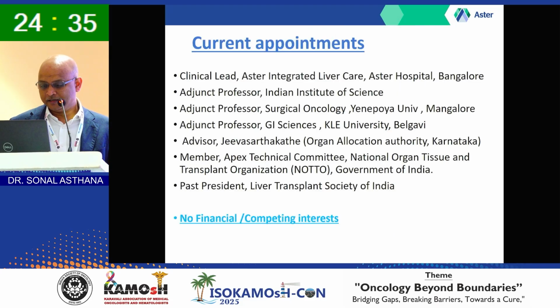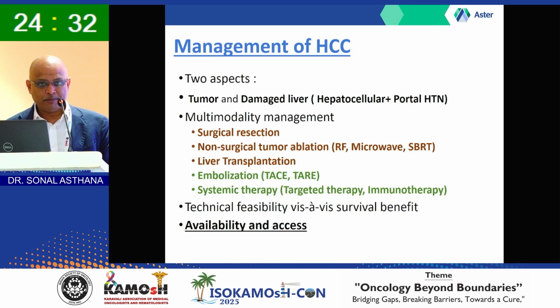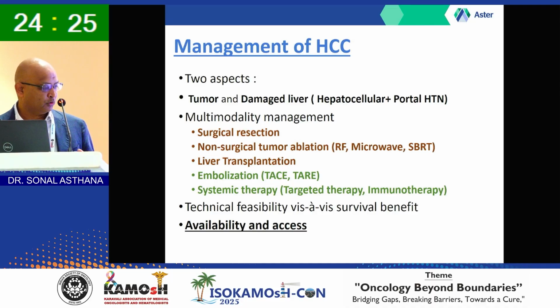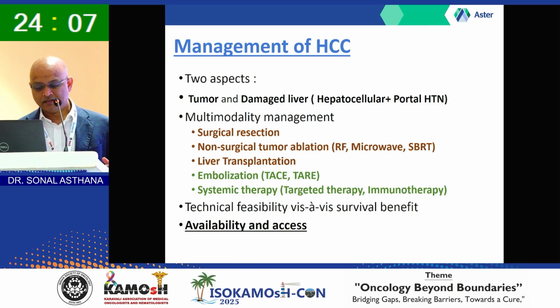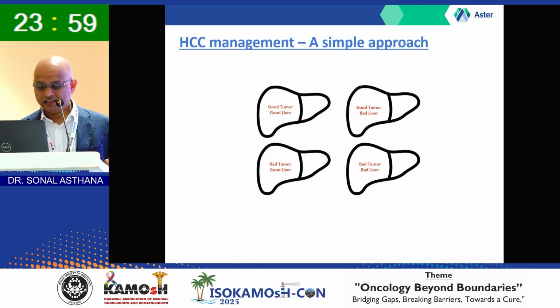So basically, we are talking about an HCC MDT and why it is different from most other tumors. We are dealing with two different problems when it comes to the liver. One is obviously a tumor and a damaged liver, which might be damaged because of hepatocellular damage, where people have jaundice, or it could be portal hypertension. And of course, there's a different set of tools that we have, apart from surgical resection. We have non-surgical treatments, liver transplantation, embolization, and systemic therapy. And of course, the last part is most important, availability and access. What is actually available to us to treat these patients?